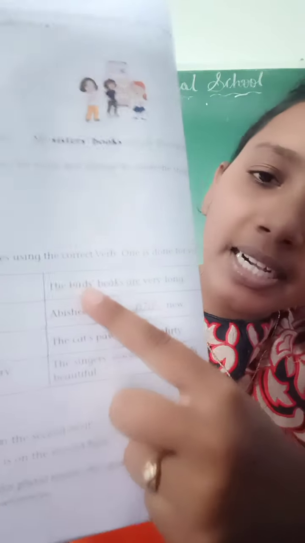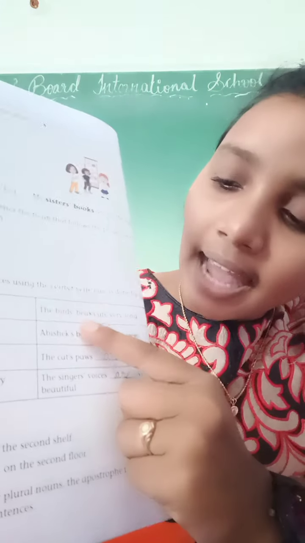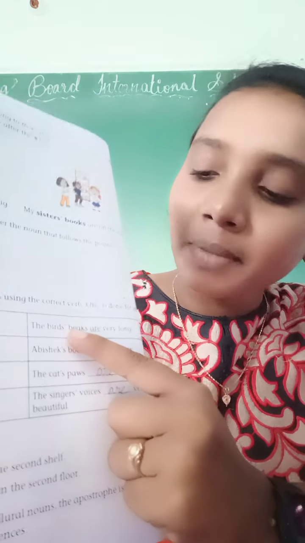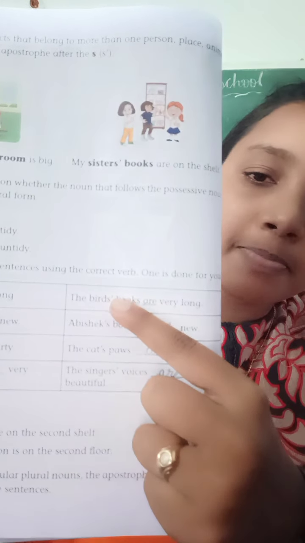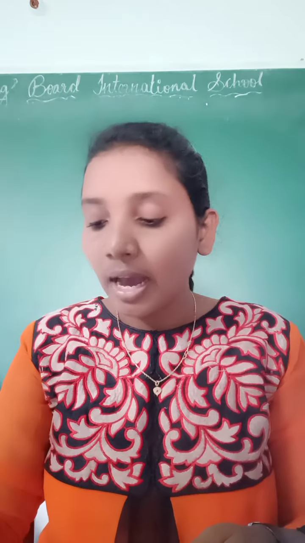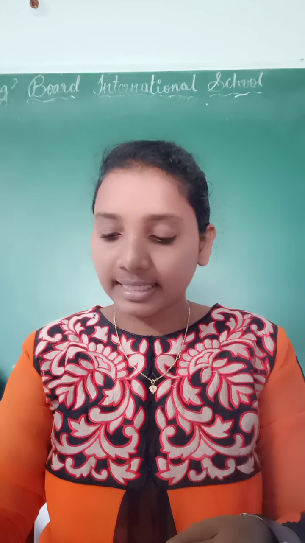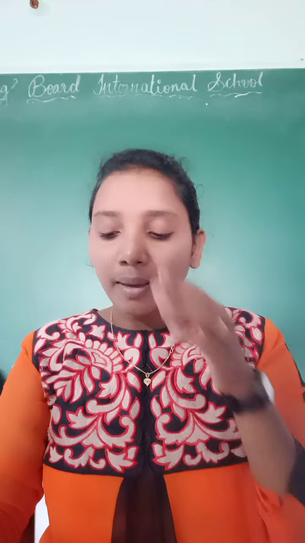Here see, the birds' beaks are very long. That means here the apostrophe is there after S. That means birds, plural form. Like that, complete the remaining also, children. Abhishek's book is new. Abhishek's books are new. The cat's paw is dirty. The cat's paws are dirty. The singer's voice is very beautiful. The singer's voices are very beautiful.